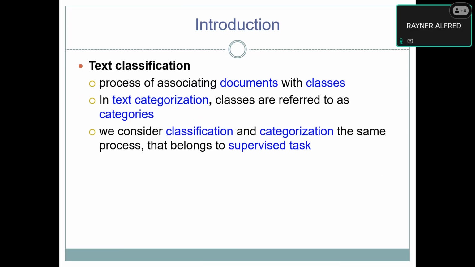In most cases, for the process of grouping or classifying them, we can use categories or classes, but both belong to the same task, which is the supervised task. We call it supervised because we have labels. The labels are used to guide us to classify them. So this is called a supervised task. Because we are performing categorization and classification, we have labels, or classes or categories.